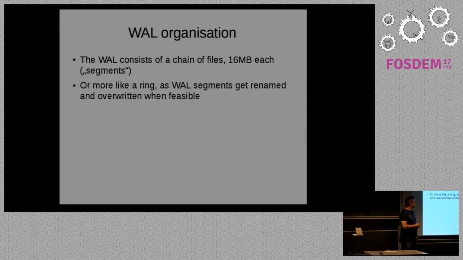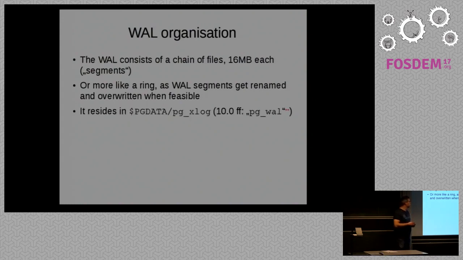16 megabyte segments. It's actually not a chain of segments. It's more like a ring that can also grow and shrink again. So whenever a checkpoint happens, when two checkpoints have happened, the database will start recycling WAL segments. So they don't get overwritten, they only get renamed, and then the checkpointer will write to them.